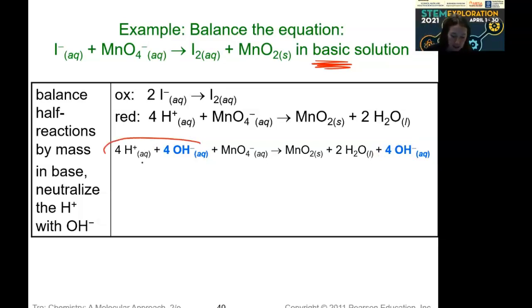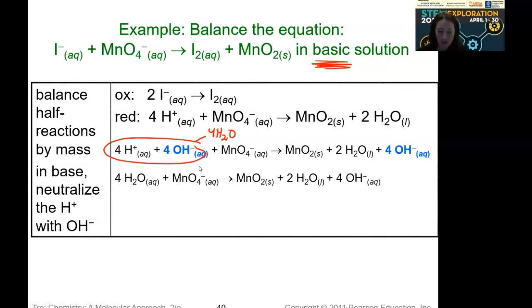Then you can see this is 4 waters. If you want to leave it as H's and OHs, that's fine. You can do that. I'm going to leave it as waters though. In the end, you're going to have to simplify it. Again, where you simplify doesn't matter. In the middle or the end, you're going to need to simplify it eventually.